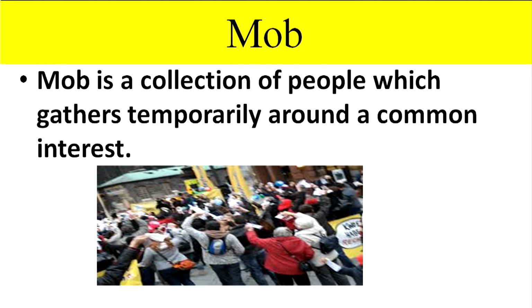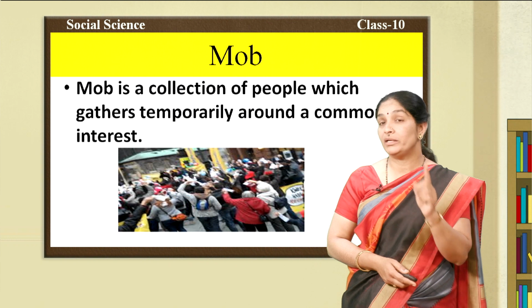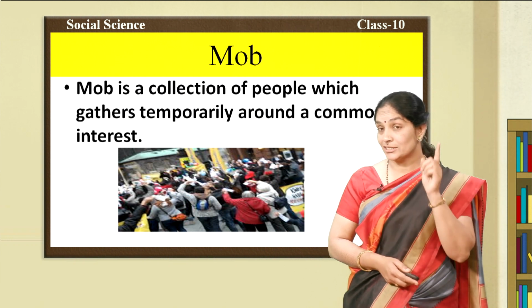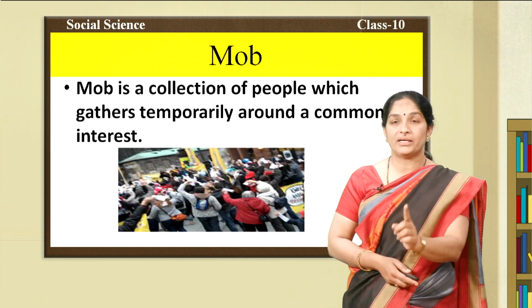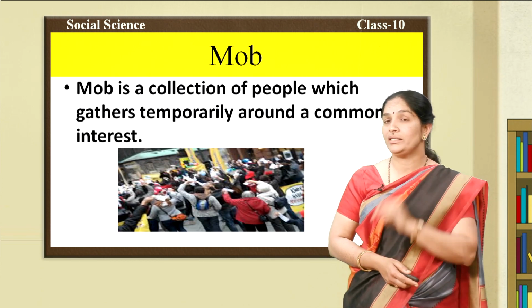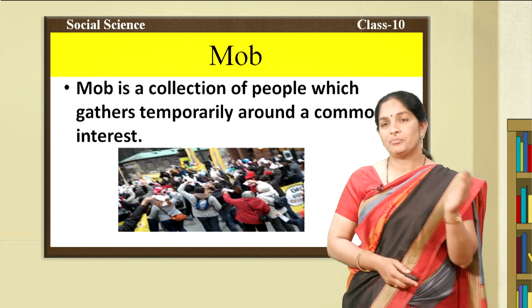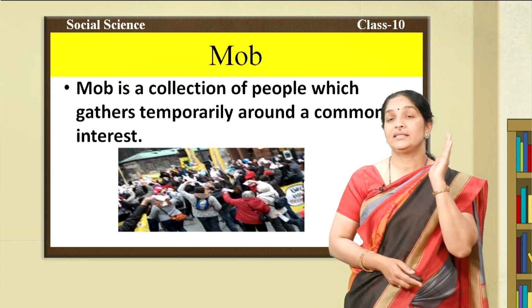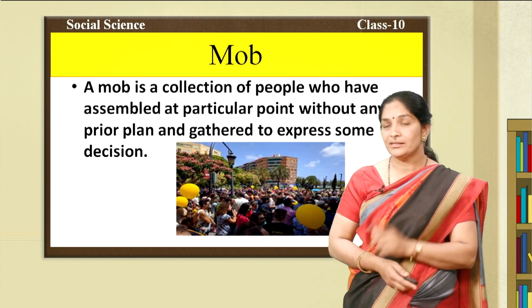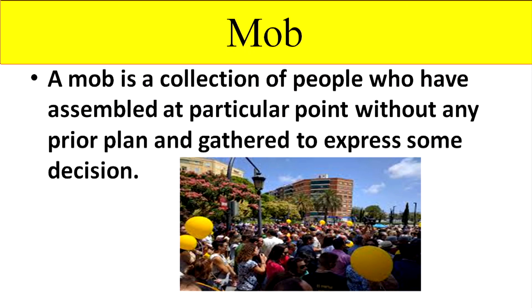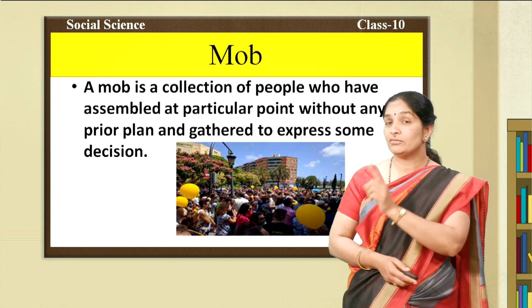A mob is a collection of people which gathers temporarily around a common interest. There is a common interest, the people gather, but it is a temporary gathering. And a mob is a collection of people who have assembled at a particular point without any prior plan and gathered to express some decision. Children, observe the wordings here.